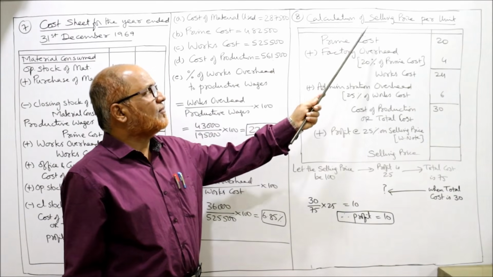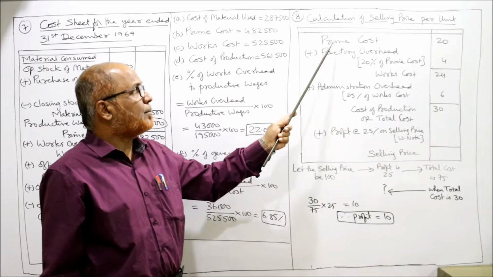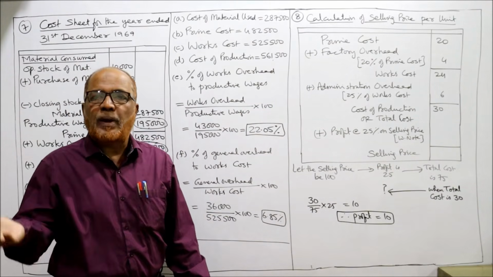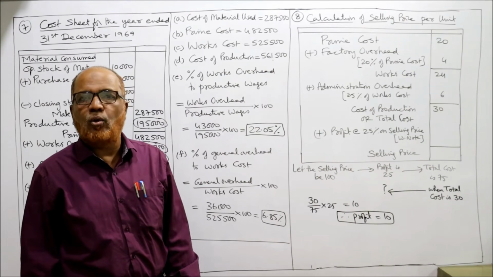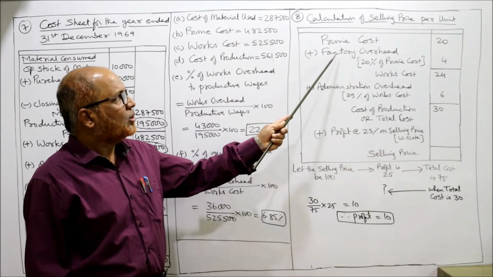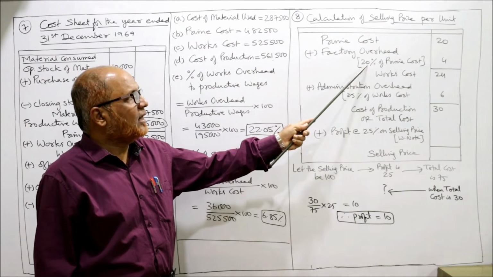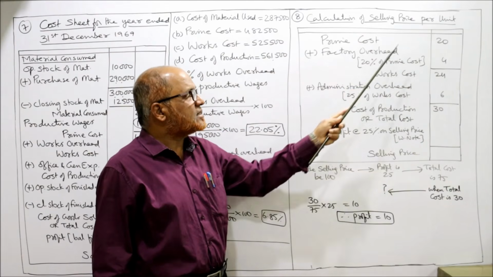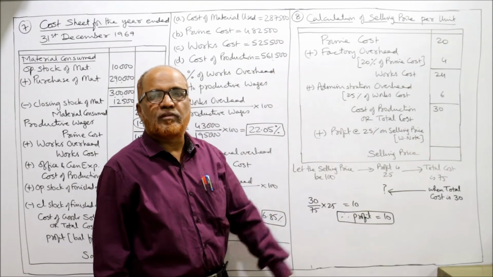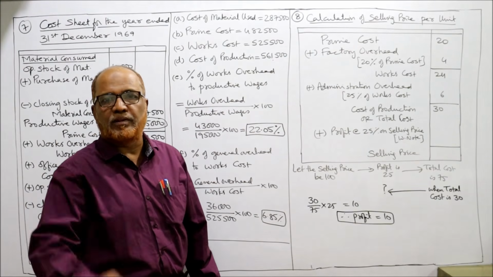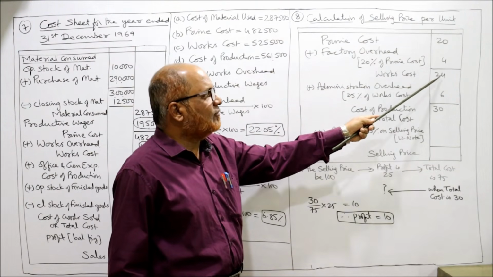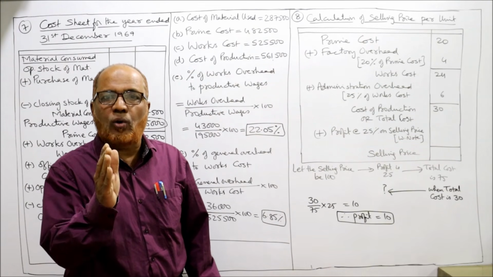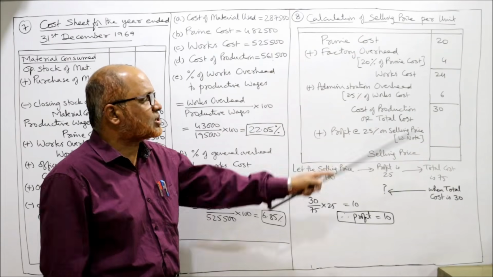See, calculation of selling price per unit. Prime cost is given in the problem, 20 rupees per unit. To prime cost we add factory overhead or works overhead. The factory overhead is given as 20% of prime cost. How much is the prime cost? 20 rupees. So 20 rupees into 20%, you will get 4 rupees. So factory overhead is 4 rupees. Add up 20 plus 4, 24 is called works cost. Prime cost plus factory overhead is equal to works cost.